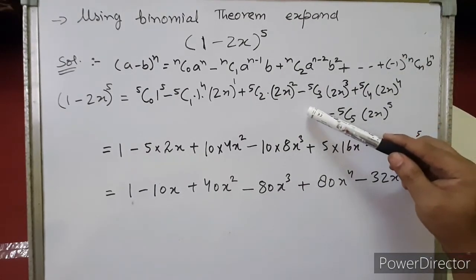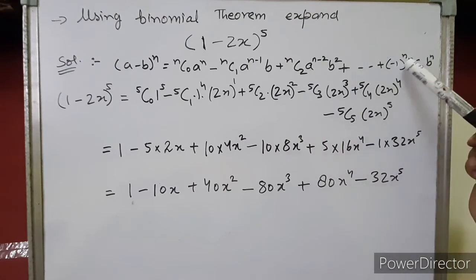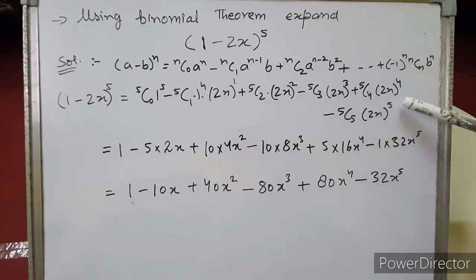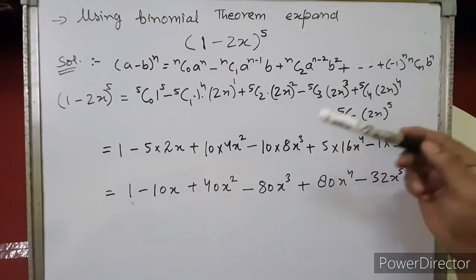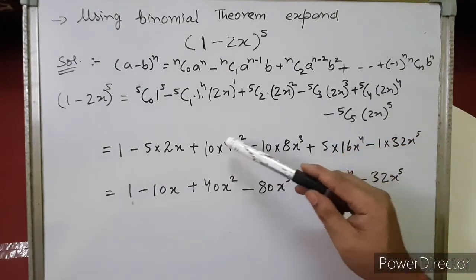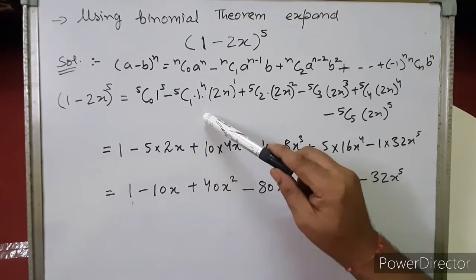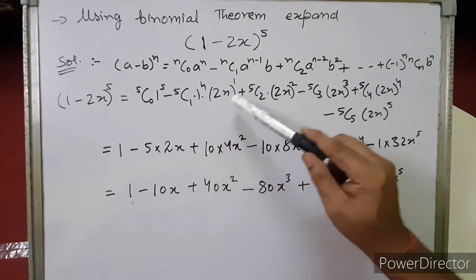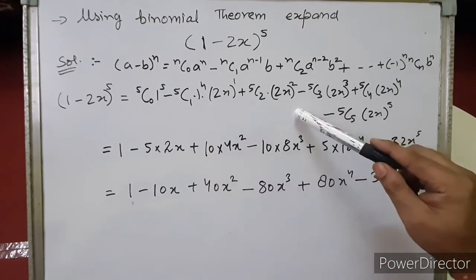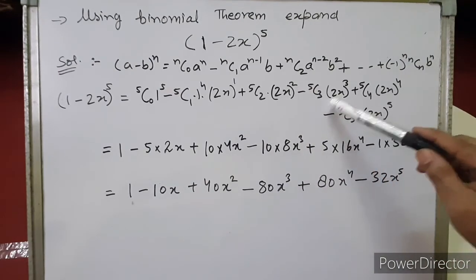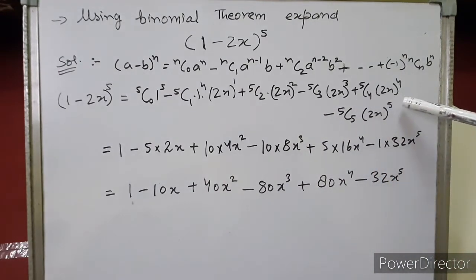So if we put a equals 1 and b equals 2x in this expansion, then the result will be 5C0 1^5. 1 to the power 5, 1 to the power 4, any power, is 1, so I have not written 1 to the power 3 or 1 to the power 2 here because it is understood that it has value 1. So the expansion will be minus 5C1 (2x)^1, plus 5C2 (2x)^2, minus 5C3 (2x)^3, plus 5C4 (2x)^4, minus 5C5 (2x)^5, right?